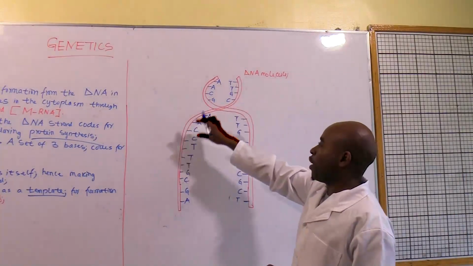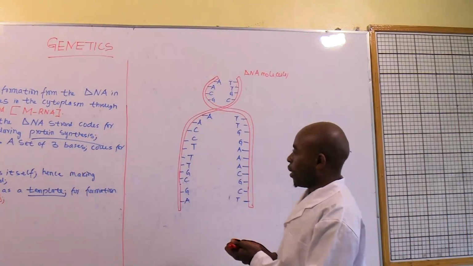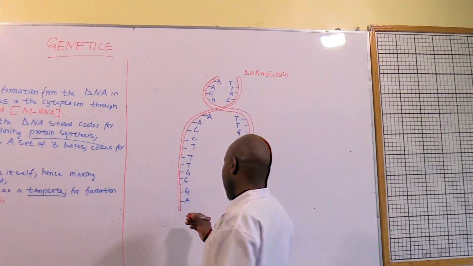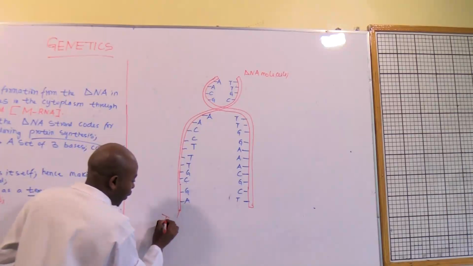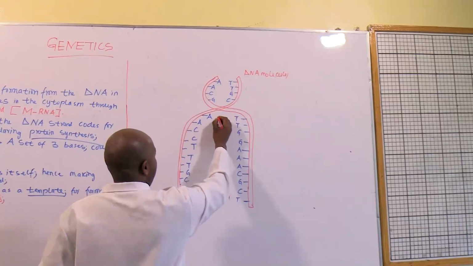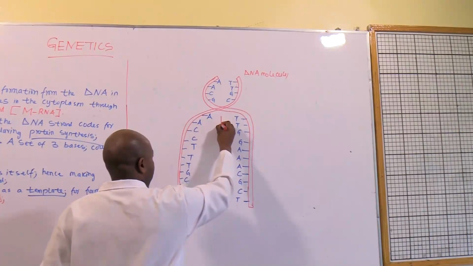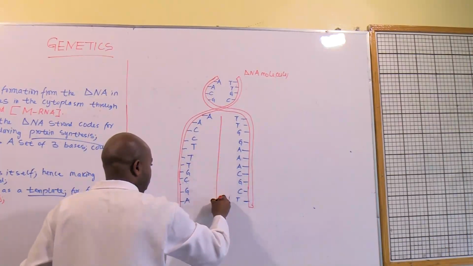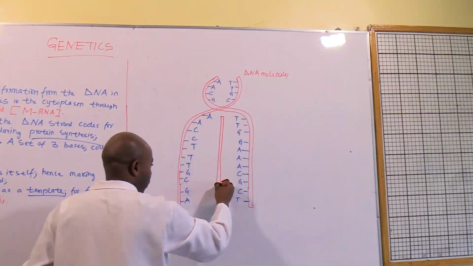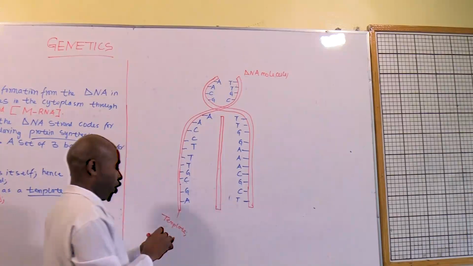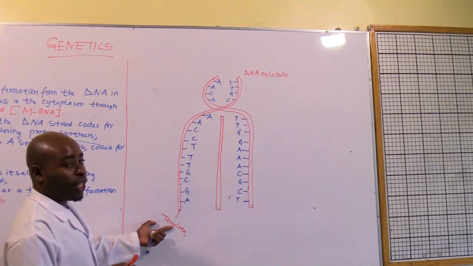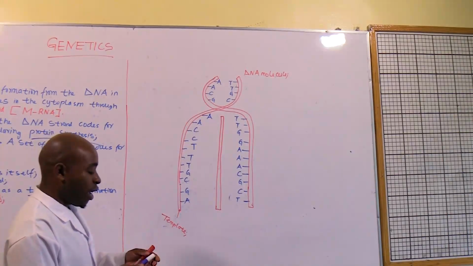So once it unzips itself, one of the DNA strands will act as the template. Let's assume this now acts as the template for the formation of the messenger RNA. So we have the template here. What is the template? That means we shall be having another adjacent strand here. Remember, this is happening within the nucleus, because the DNA is found within the nucleus. So in the formation of the messenger RNA strand, one of the parent DNA strands will be used as the template for the formation of the messenger RNA.